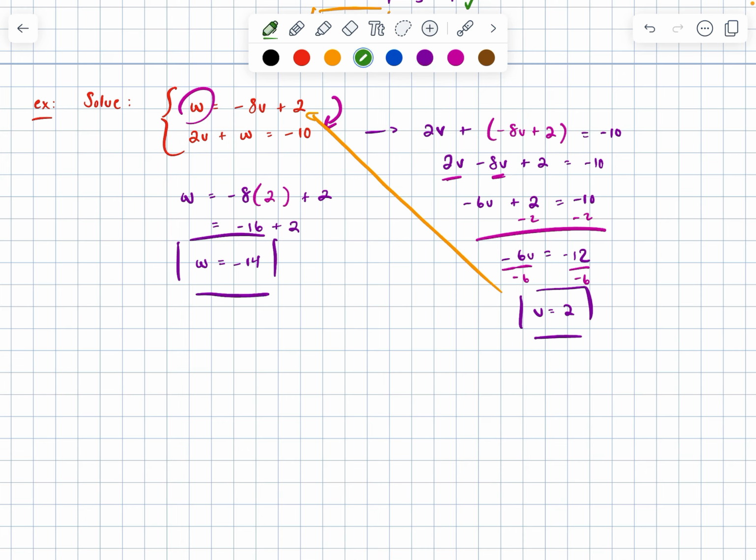Beautiful. As an ordered pair, if I so wished, V comes before W in the alphabet. Therefore, in my ordered pair notation, the 2 would come before the negative 14.